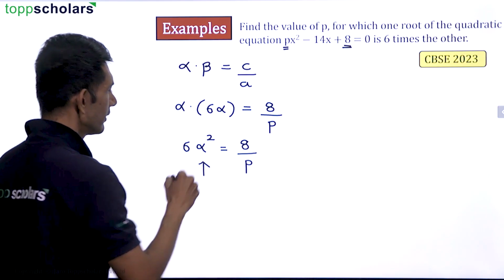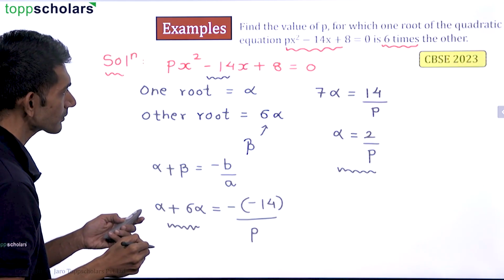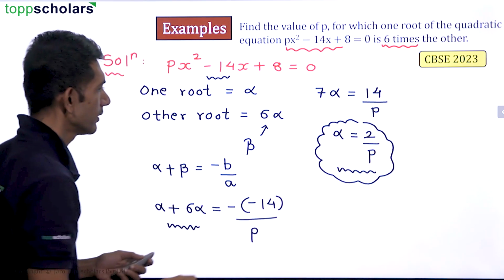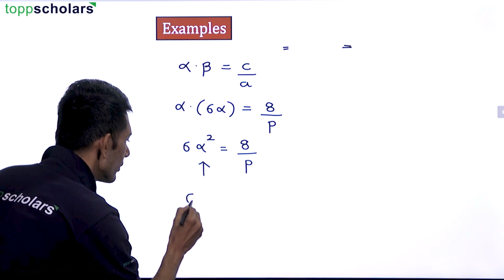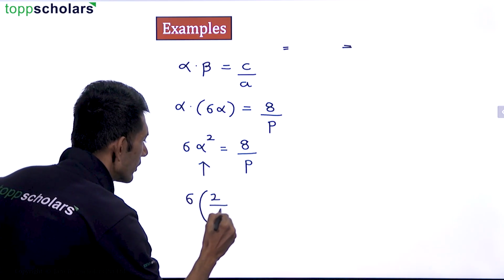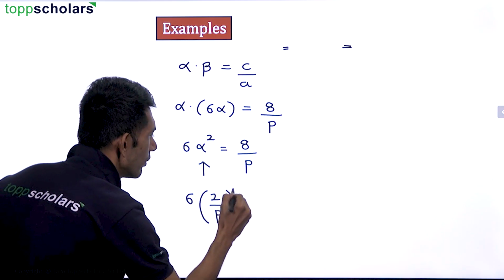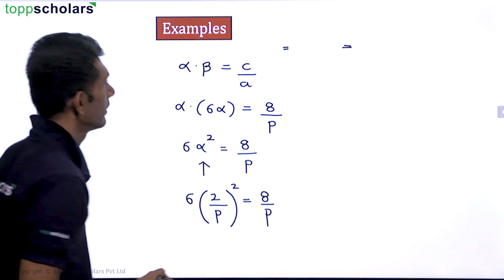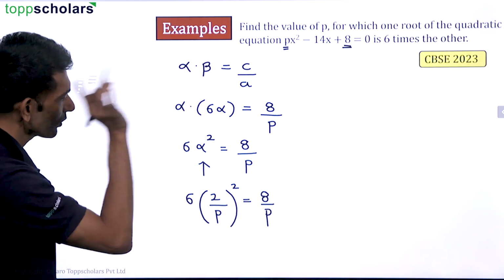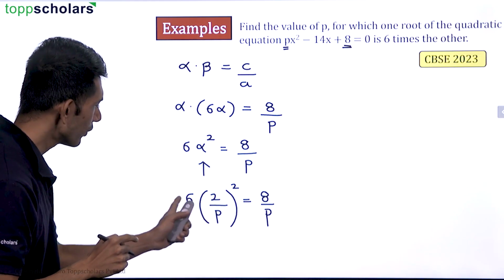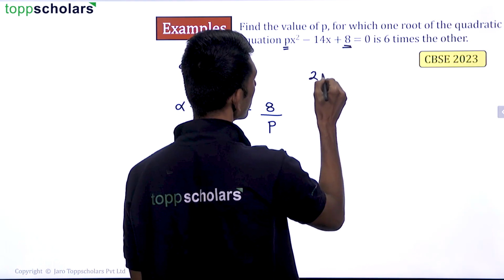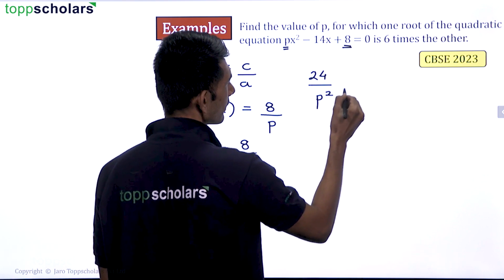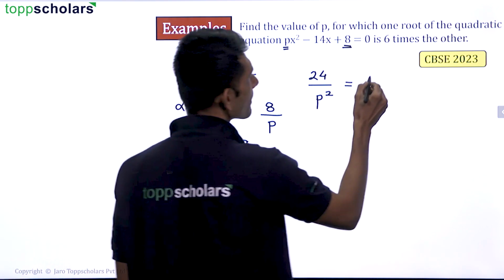But what is alpha? We have that in the last slide. Alpha is 2/p. So put it here. So 6 into (2/p)² is equal to 8/p. Right? This was the question. So further we can say 2 square is 4. So this becomes 24/p² is equal to 8/p.